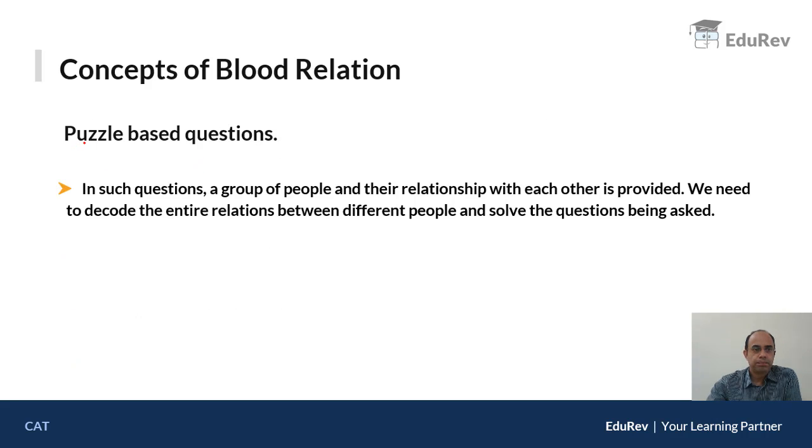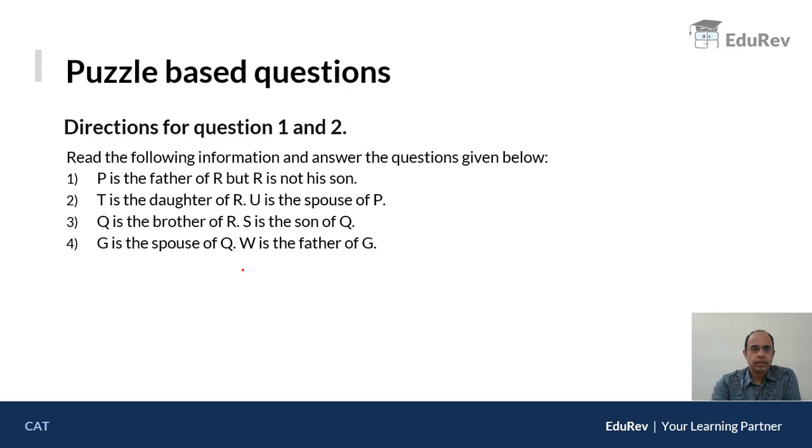Now today we are starting with puzzle based questions. Now in such type of question, a group of people is given and the relationship with each other is provided. We need to decode the entire relation, make a family tree, and then try to solve the question that is being asked to you. Fine. Now, as I said, best way of understanding the reasoning based question is through examples. So let's start with an example. I have taken a relatively easy example.